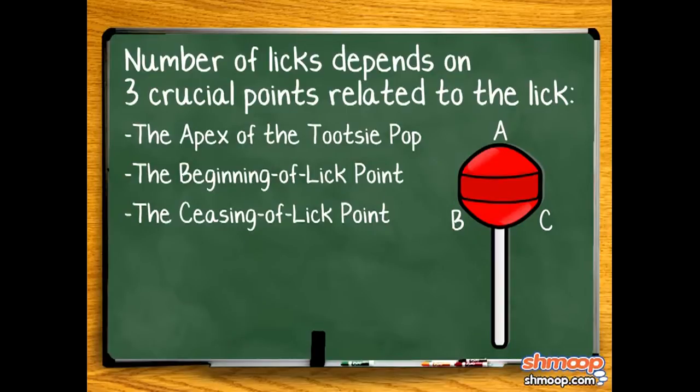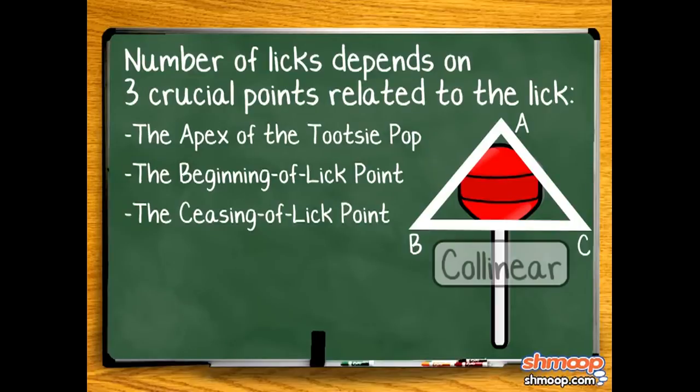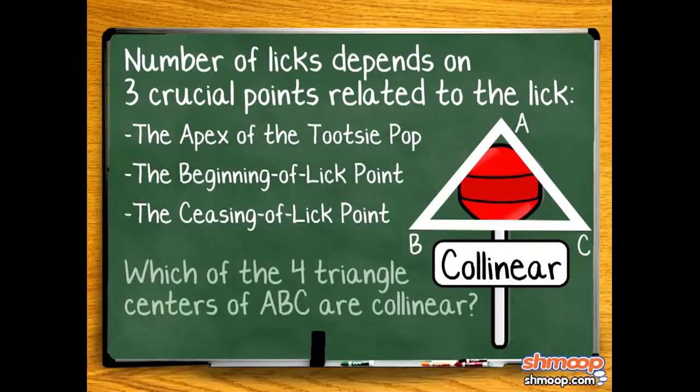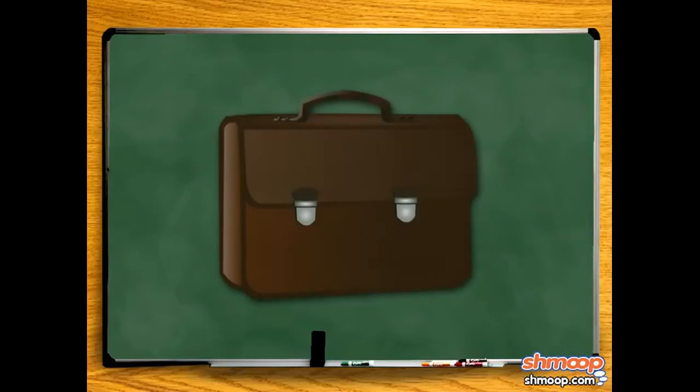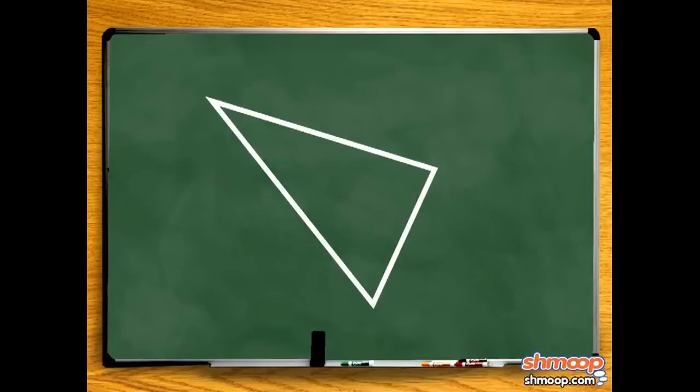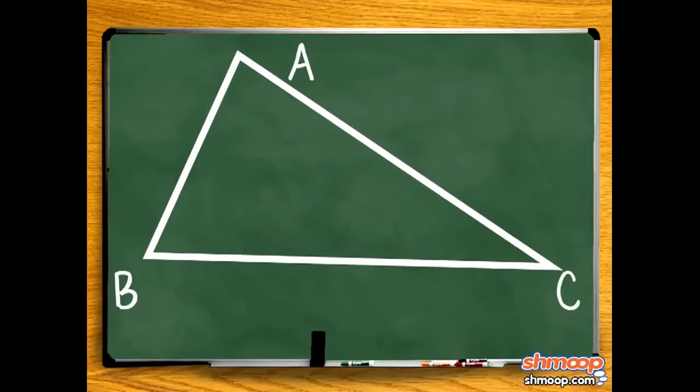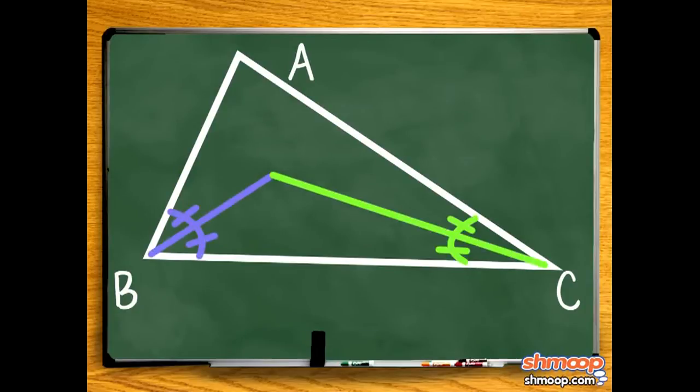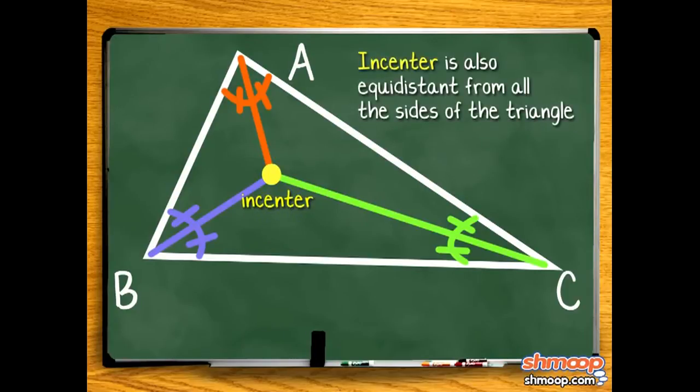If we find the centers of this triangle and determine which of them are collinear, this will help calculate the number of licks needed to reach the center of the Tootsie Pop. So, which of the four triangle centers of A, B, C are collinear? Our first order of business is to find out what these triangle centers are and draw them. Let's start by choosing a random triangle. That guy looks good. If we draw an angle bisector for each of the three angles, we'll see that they all intersect at a point called the incenter. The incenter is also equidistant from all the sides of the triangle, since it's the center of the triangle's inscribed circle.